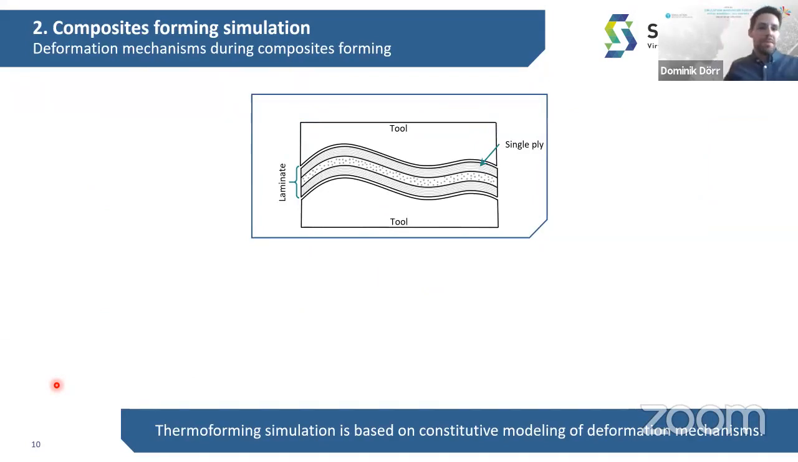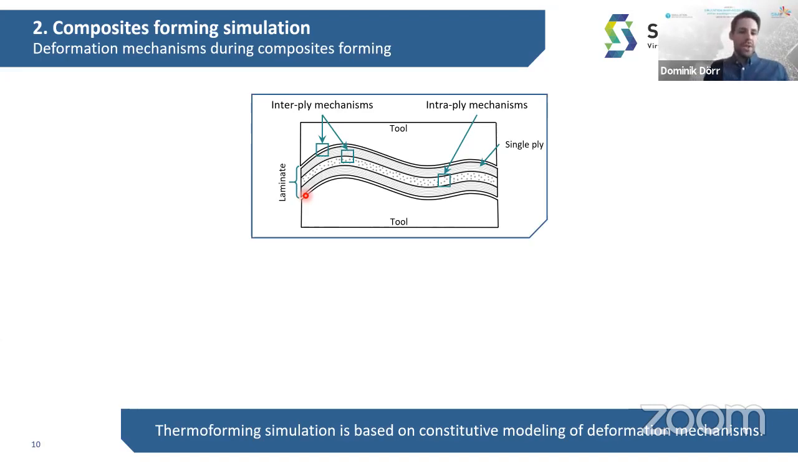Now I'd like to go more into detail into composites forming simulation itself. For this, I usually like to begin with this schematic illustration. What we can see is a tool which is nearly closed, and we have a laminate in between these tools. This laminate consists of several single plies, as we can see here. Now we have three different plies. What's happening during the forming of such a laminate can be categorized into so-called interply mechanisms and intraply mechanisms.